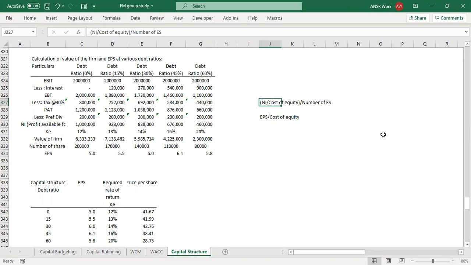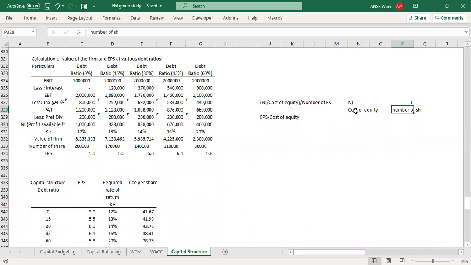Now, if you look at it in this way, net income divided by cost of equity, and then you have one more, multiplied by 1 divided by number of shares. So just divide the net income by number of shares. What do you get? Earning per share. And you are left with what? Earning per share divided by cost of equity, isn't it?